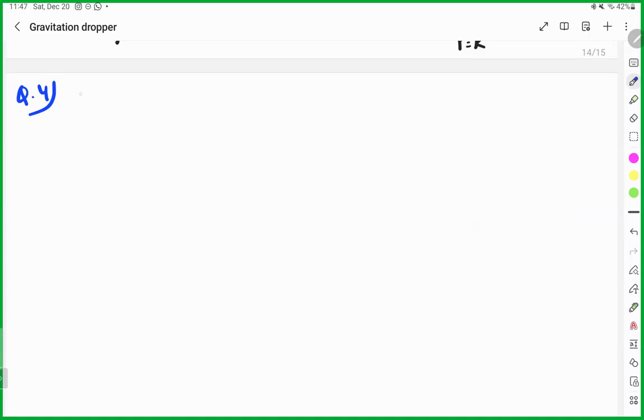So this is a PYQ actually. A body weighs 72 Newton.